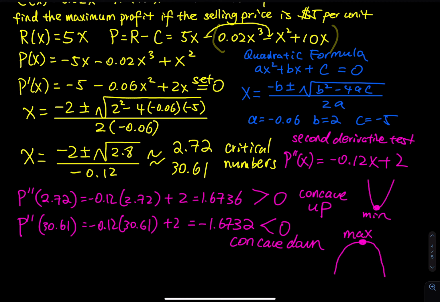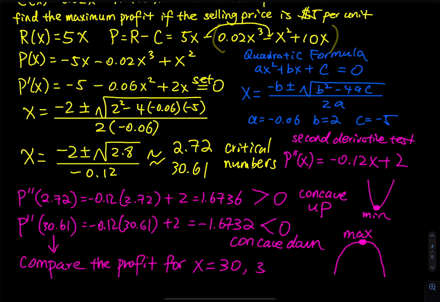Does that make sense? Do you want to sell 0.61 units to your customers? No, you don't want to, right? So that's why we have to compare. We are not going to round up or round down. We have to make a comparison. We have to compare the profit for x equals 30 and 31 to see if we round down or we round up.